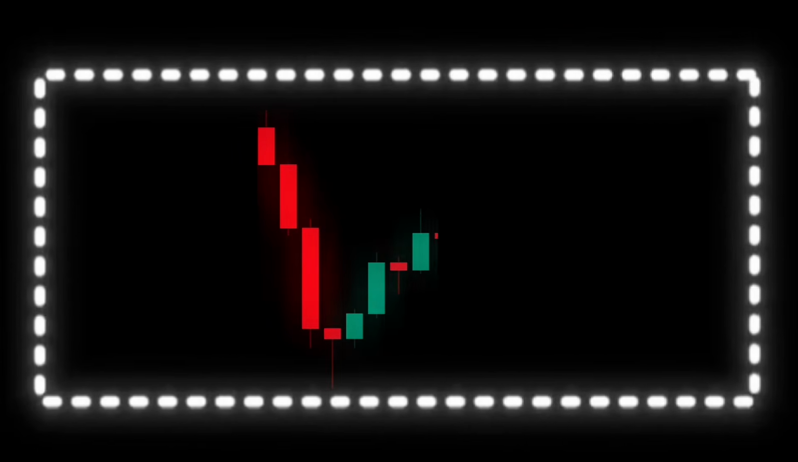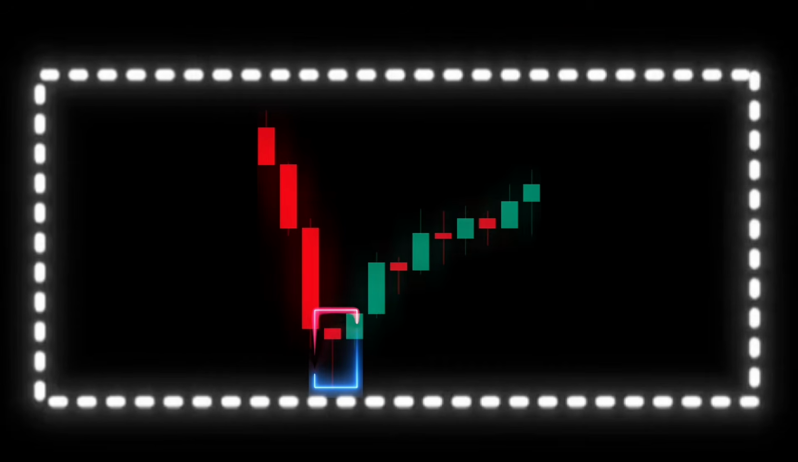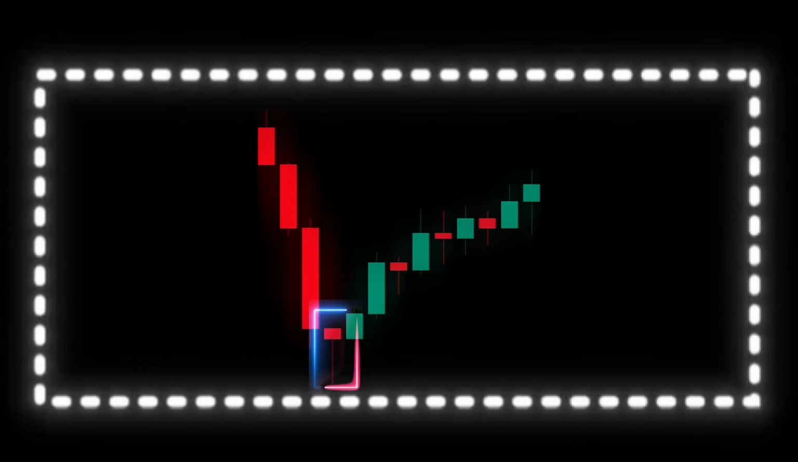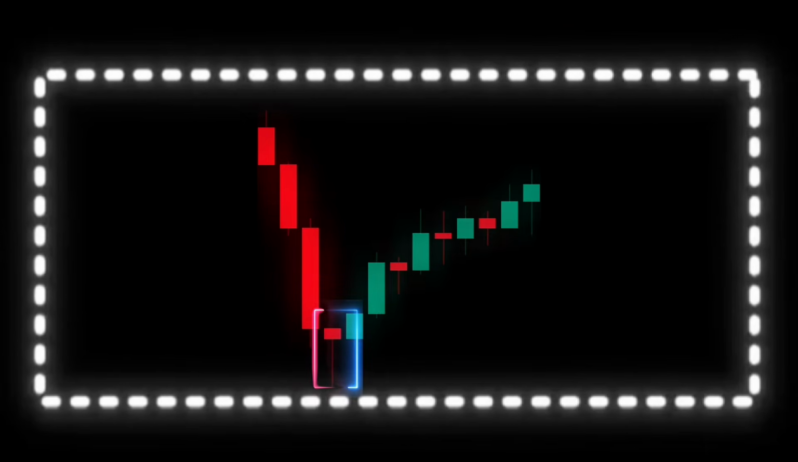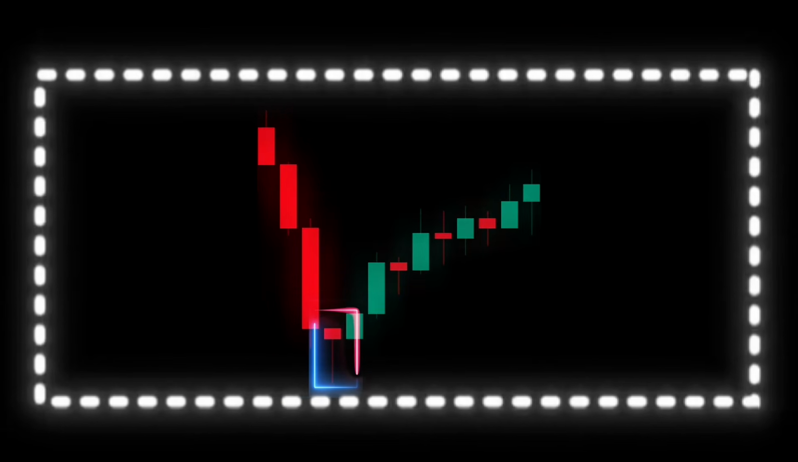But let me ask you something. Suppose the market is moving downward, and suddenly you spot this candle forming at the bottom of the chart. Now here's the twist. Instead of being green, the candle is red.